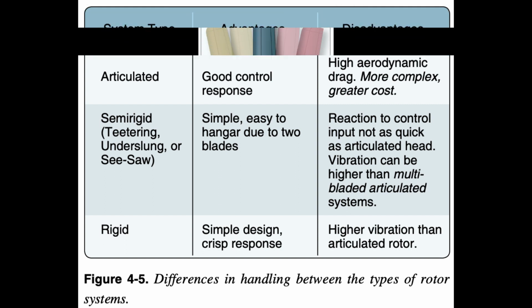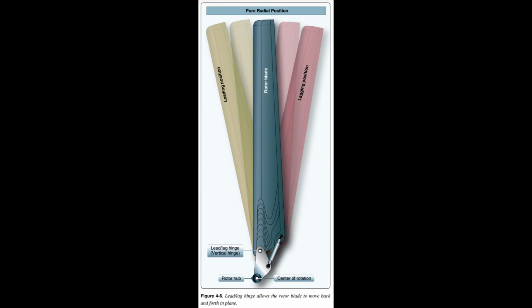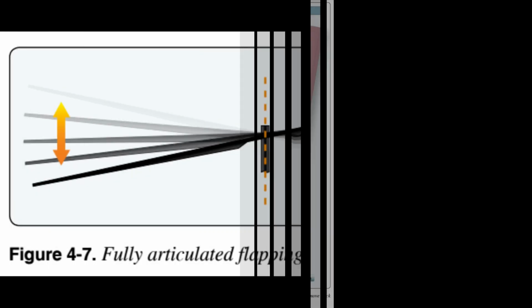Fully articulated rotor system. Fully articulated rotor systems allow each blade to lead/lag, move back and forth in plane, flap, move up and down about an inboard mounted hinge, independent of the other blades, and feather, rotate about the pitch axis to change lift. Figures 4-6 and 4-7. Each of these blade motions is related to the others. Fully articulated rotor systems are found on helicopters with more than two main rotor blades.